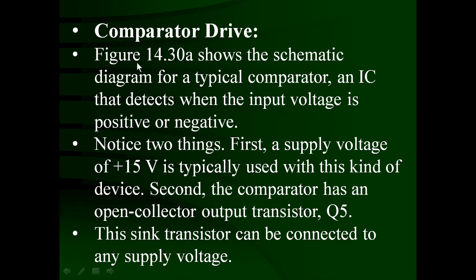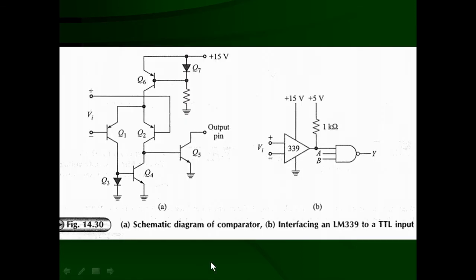Let us see. Figure 14.30a shows a schematic diagram for a typical comparator, an IC that detects when the input voltage is either positive or negative. Notice two things. First, a supply voltage of plus 15 volt is typically used with this kind of device. Second, the comparator has an open collector output transistor Q5. This sink transistor can be connected to any supply voltage depending upon our requirements.